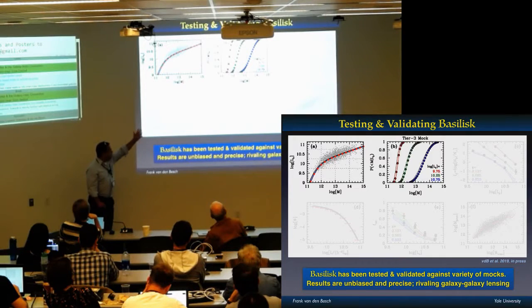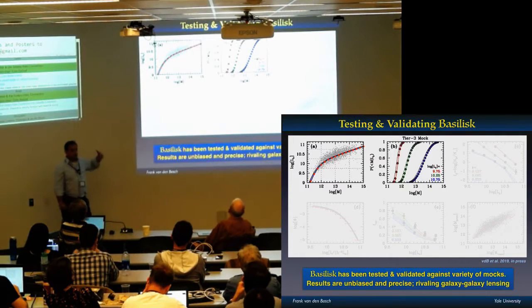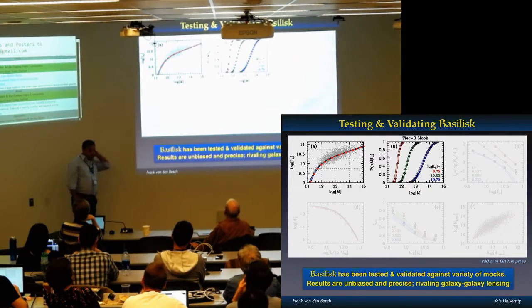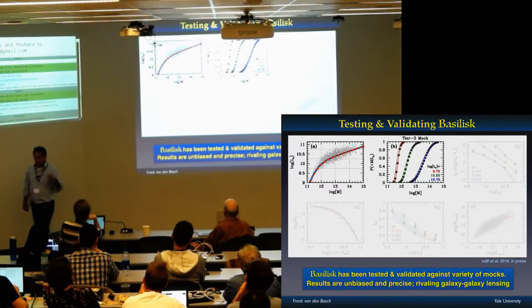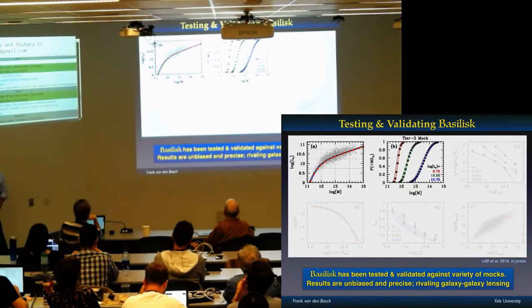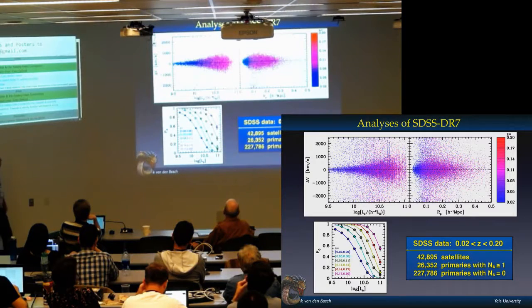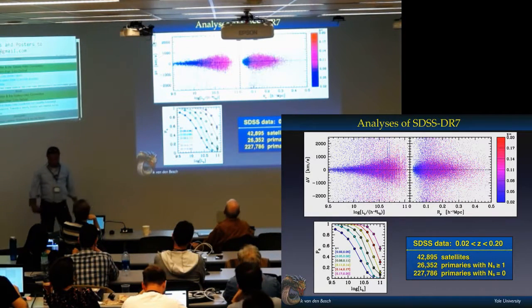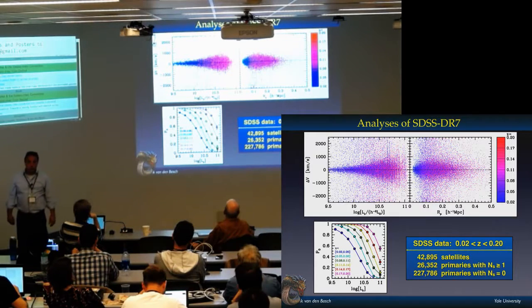It can recover the interloper fractions, it models over that, it recovers the anisotropy that I put in of the subhalos. So all of that works really well. So now that we have tested it, we're ready to apply it to the data. This is now 43,000 central-satellite pairs from the Sloan Digital Sky Survey.